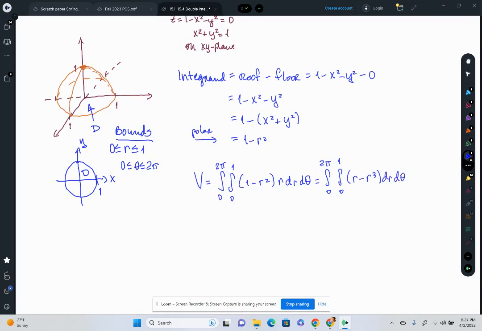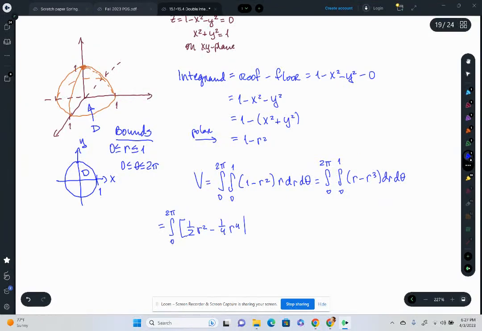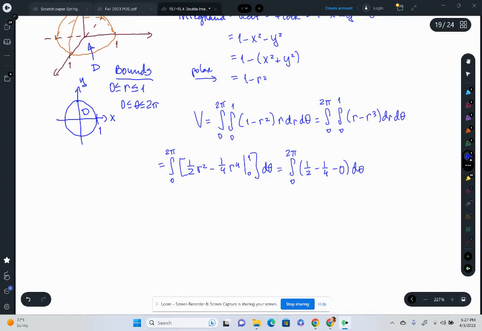All right, let's integrate. With respect to r, this becomes the integral from 0 to 2 pi of 1/2 r squared minus 1/4 r to the 4th, and we're going to evaluate from 0 to 1. After we evaluate, then we'll be able to integrate with respect to theta. So I'll evaluate at 1, and when I evaluate at 0, I'll get no contribution. So we get this integral from 0 to 2 pi of 1/2 minus 1/4, and then minus 0, d theta. A half minus a fourth is just a fourth.